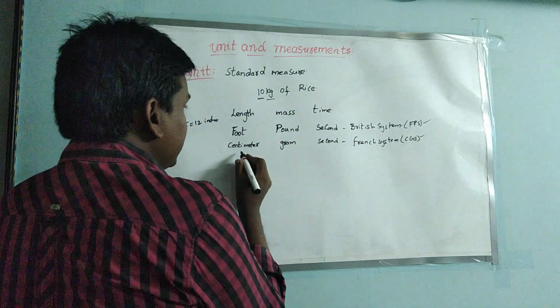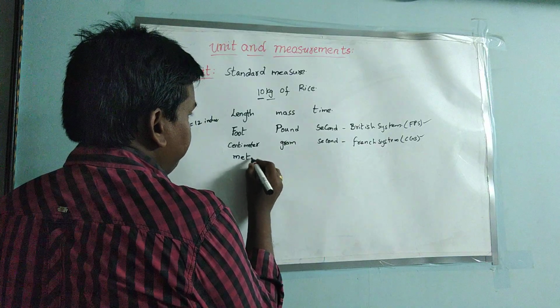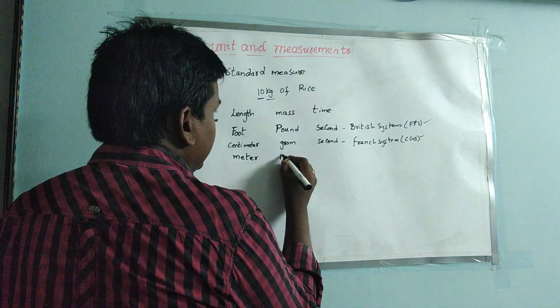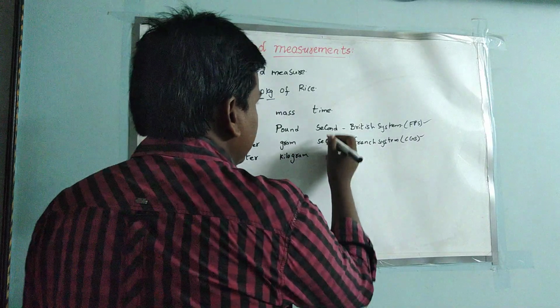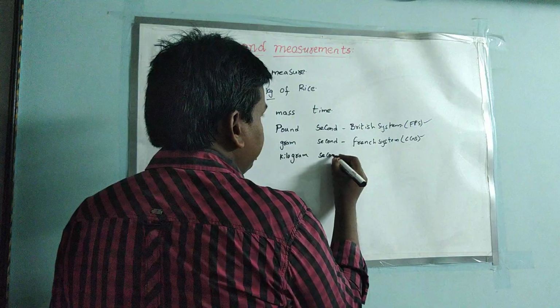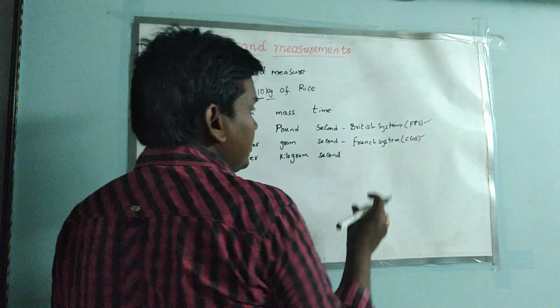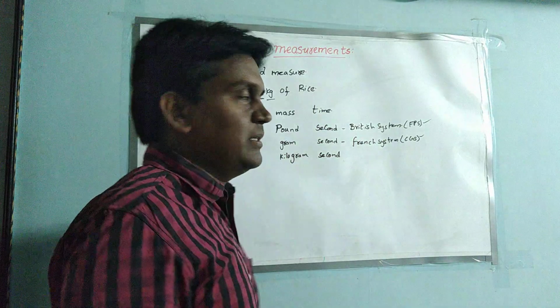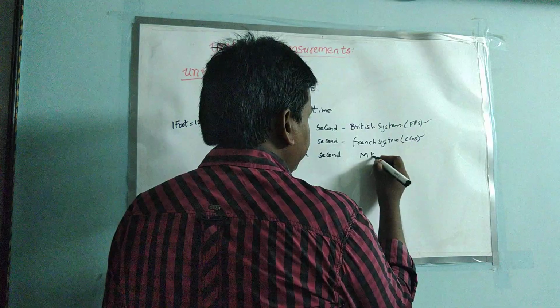And one more system uses meter, kilogram, and second for time. This is used by almost all the countries, and it is well known as the MKS system.